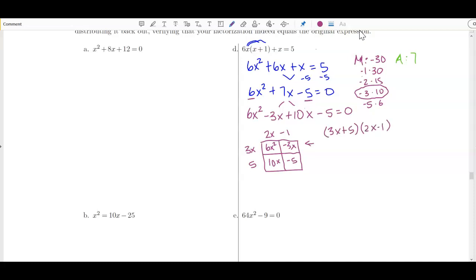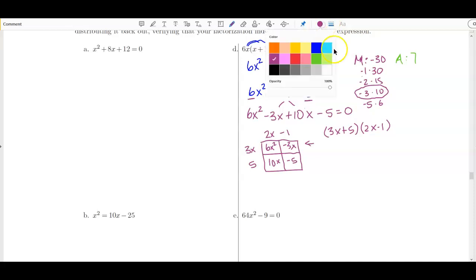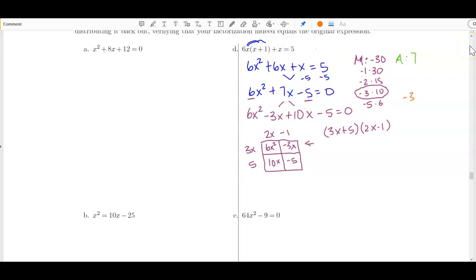And then maybe some of you are thinking, okay, I want to do that synthetic factoring. Let me do that in a different color so we can keep straight what we're doing here. So with synthetic factoring, I take my numbers, my negative 3 and my positive 10, and those are the denominators of a fraction. And whatever my leading coefficient is, that's going to be my top number here. And these are my x's.